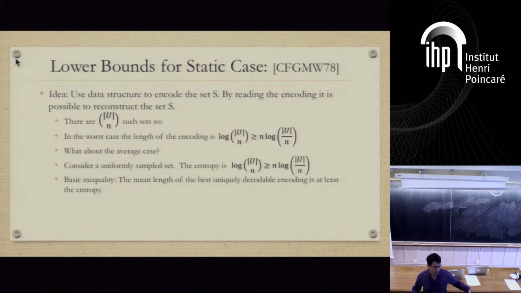We can think of the set as being sampled uniformly, and we have the basic inequality that the average size of the encoding is at least the entropy of the distribution which we encode. So there is no real difference between average case and worst case in this technique. So we have the basic fact that the entropy of the set that we encode is log u choose n. And now let's see if we can build an encoding that would imply a meaningful lower bound.